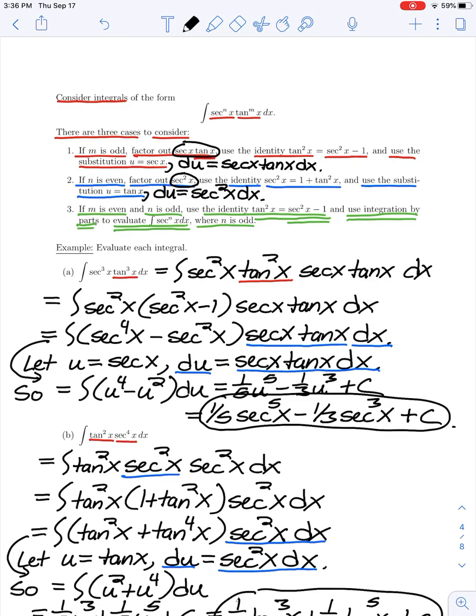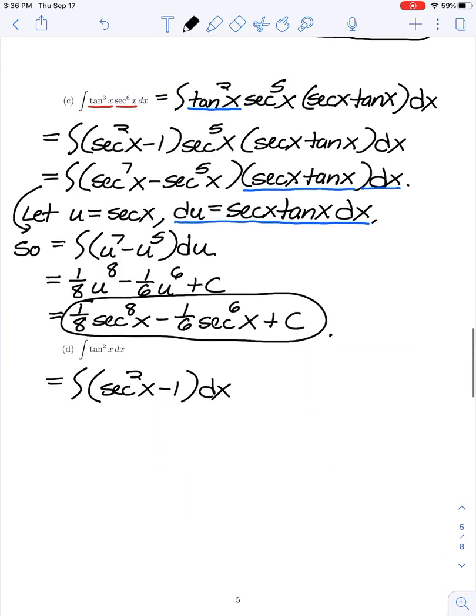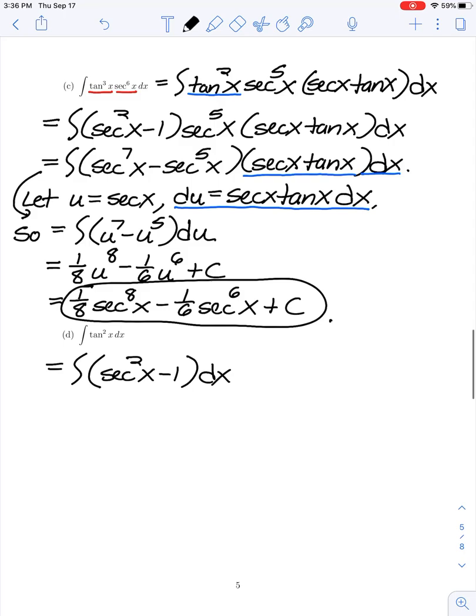And let me check this briefly. Make sure I'm using the correct identity. Tangent squared is secant squared x minus 1. Yes, okay. So after I rewrite tangent squared x as secant squared x minus 1, I can integrate each of these terms directly.